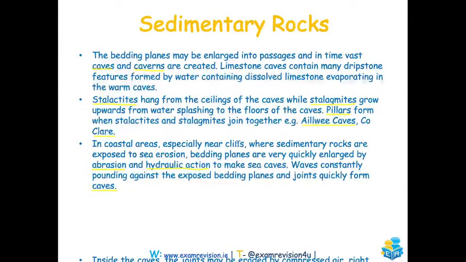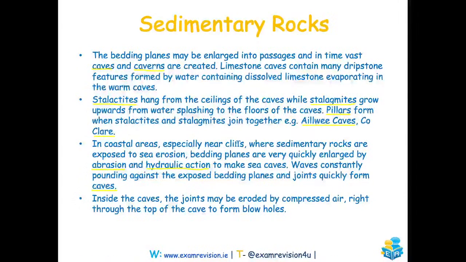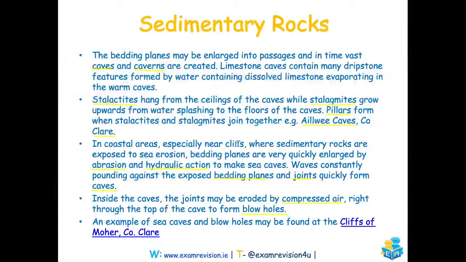They attack the bedding planes and the joints because those are the lines of weakness in the limestone rock. Inside the caves, the joints may be eroded by compressed air, a process known as air compression, right to the top of the cave, and if it does that, it can form a blowhole. An example of sea caves and blowholes can be found in the Cliffs of Moher, and I'll show you what the Cliffs of Moher look like here.